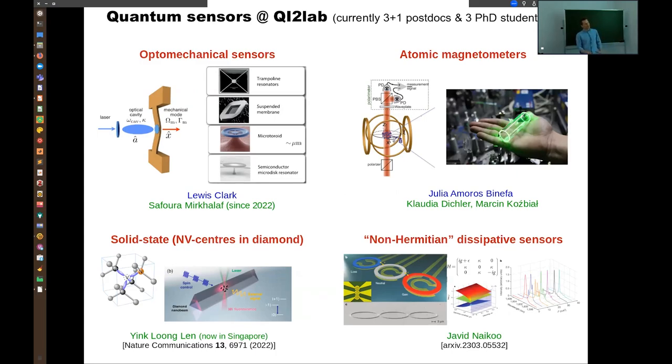And the last work, which is now recently on the archive, I don't know, maybe some of you working on open quantum systems, I would say there's a bit of fashion now about describing quantum mechanics with non-Hermitian formalism. And there have been postulates that this will be very good for sensing. The idea is that rather than fighting noise, you will engineer the noise.